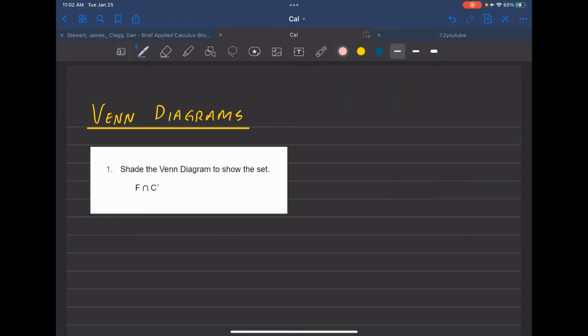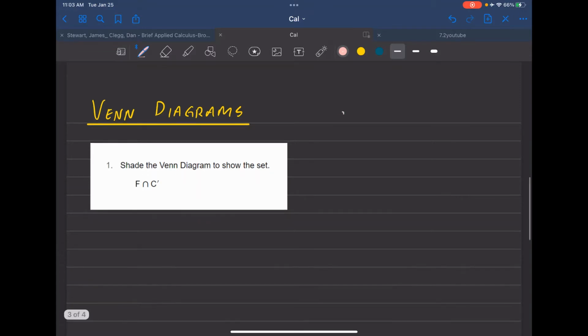Hello everyone. Okay, so let's do Venn diagrams. In this video, I'm going to show you how to shade in regions by drawing Venn diagrams. For the first problem, we're going to be drawing two sets. You have sets F and C, and we're going to represent them by using Venn diagrams.